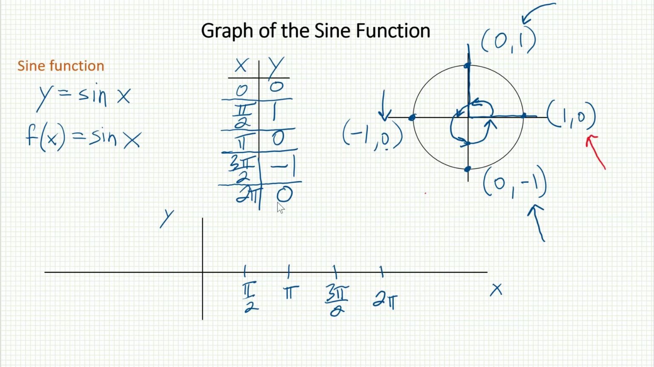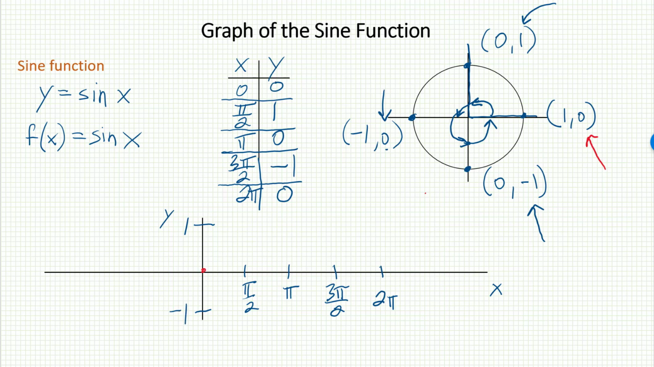The y-axis, well, it looks like the highest value I've got is 1. That's pretty clear. There is no way to get a coordinate higher than 1 on the unit circle. So I've got 1 at the top and negative 1 here at the bottom. Okay, let's start plotting points and connecting the dots.